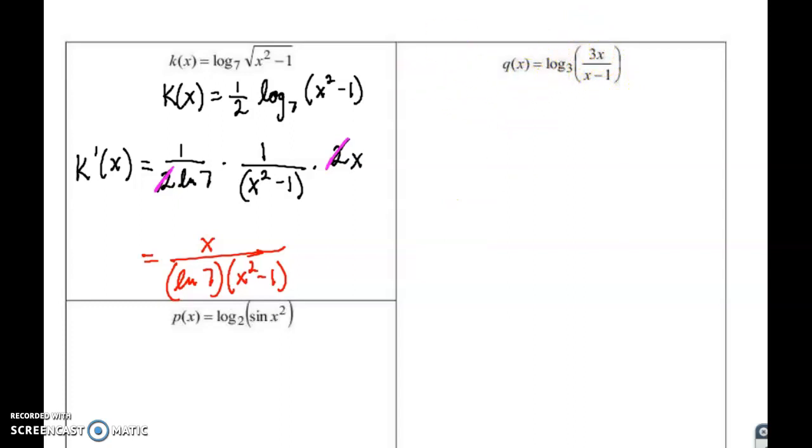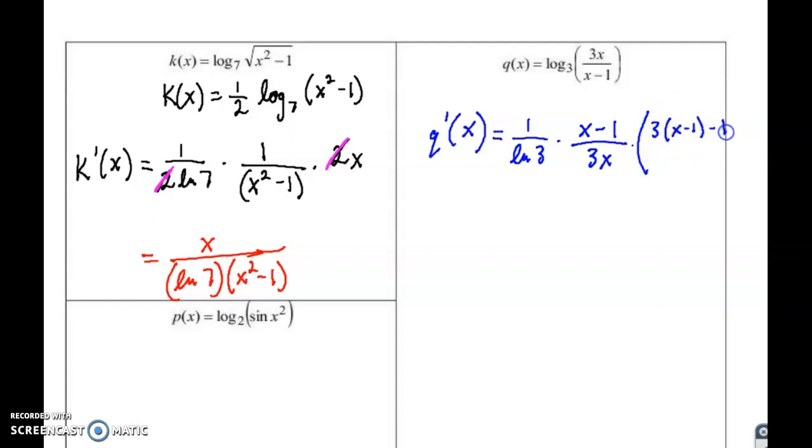Q of x, we're throwing in a quotient rule inside of this, but don't be scared. Because it's 1 over natural log of 3 times you flip that, well, flipping that would be x minus 1 over 3x, and then times the chain rule, quotient rule, excuse me. It is a chain rule, but it is a quotient rule there. Derivative of the top, leave the bottom alone, minus the derivative of the bottom, leave the top alone, all over the denominator squared.